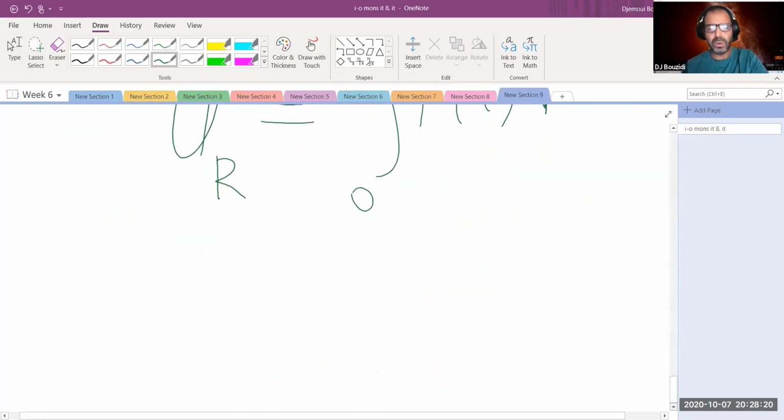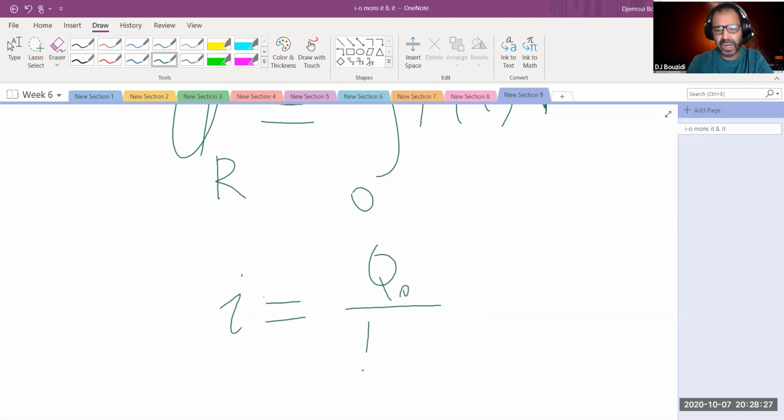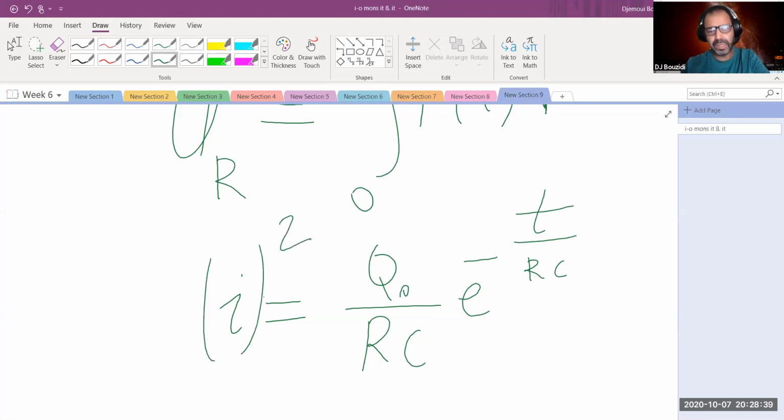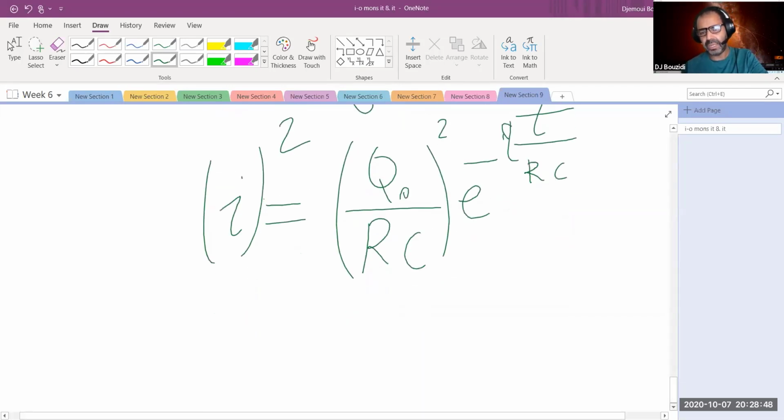So let me remind you of how I really is. I, as a function of time, is Q naught over tau, where tau is RC, times the exponential of minus t over tau, and tau is again RC. I'm going to square this number. When I square I, I square this number, and I multiply in here by a factor of 2. That's basically the integral I have to carry in this case, times, of course, R.